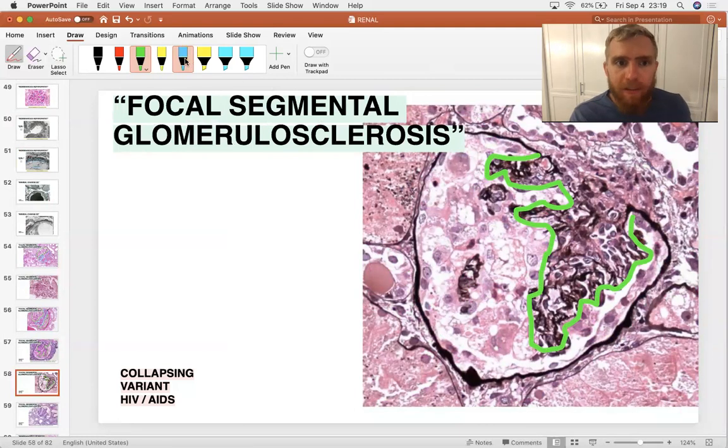And so the rest of Bowman's capsule is filled with proliferating epithelial cells and immune debris, and some frank necrosis too. And so this is a very bad disease because what do you think is the GFR, blood going through there? Nothing, you know, like zero.